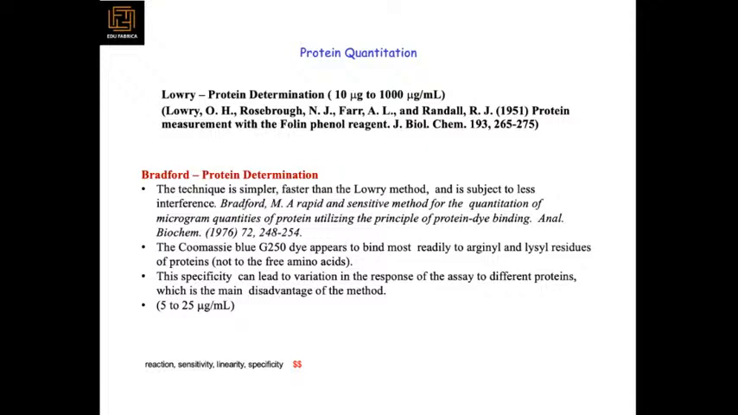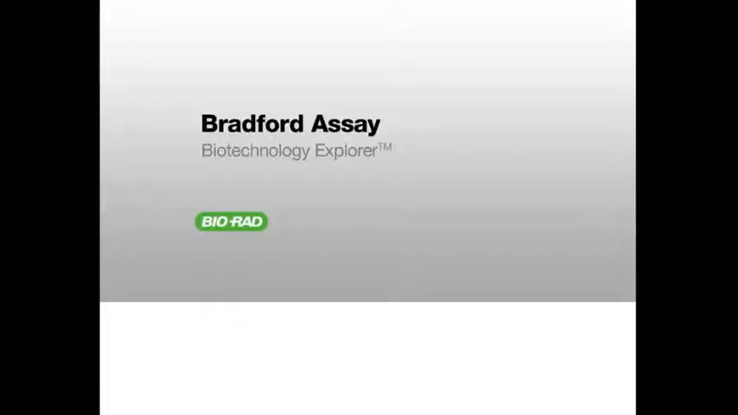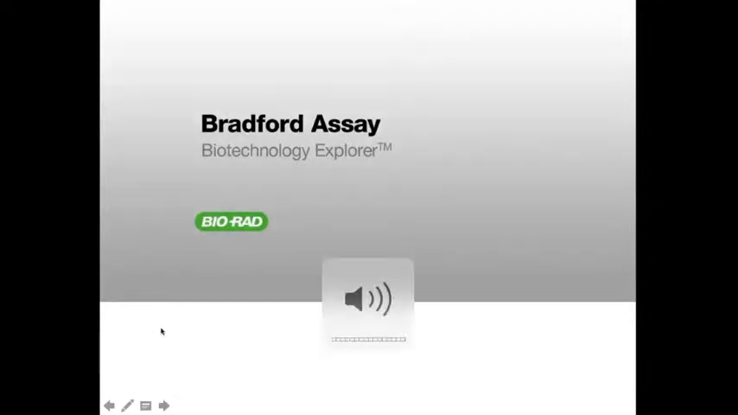Though yes, it uses a spectrophotometer, it's an indirect method, such as the Lowry or Bradford. Initially we used the Lowry method, but at the moment the Bradford protein determination method is the best one, which we do with Coomassie Blue G250 dye, which binds readily to arginine and lysyl residues of proteins. So this is the Bradford assay. How do we do it?